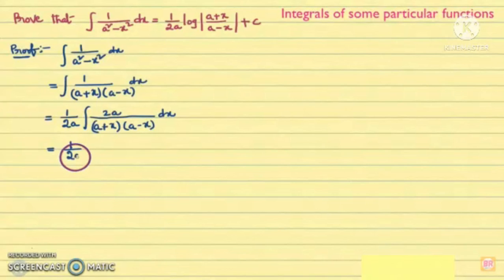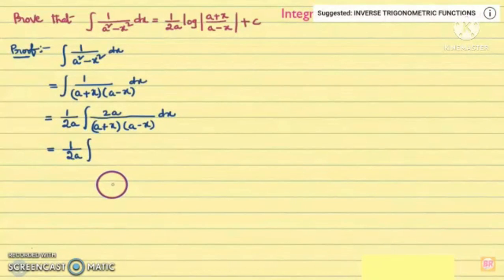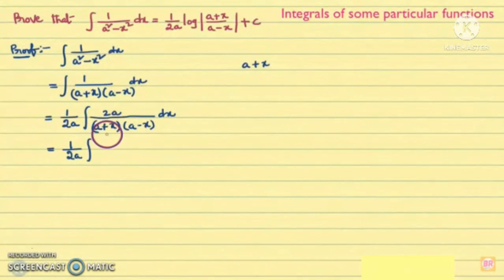That equals 1 by 2 into the integral of, here I'm going to follow the trick. What is the trick? You write these two things that are in the denominator: one is a plus x, another one is a minus x. You check whether to add or subtract these two terms. Suppose I check with addition: when I write the plus symbol, plus x and minus x will get cancelled. A plus a is 2a, so 2a can be written as (a plus x) plus (a minus x).